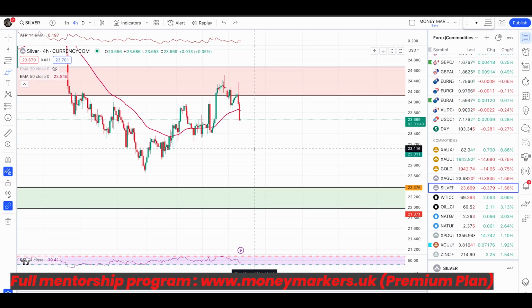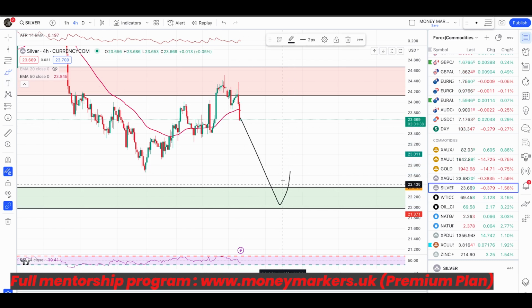That is what I'm looking at for conditions only. Once I have a condition, I will not hesitate to enter my trades. Next one for buying silver is 22.37 down to 21.98, from where I will enter my counter buy trade with one of the entry conditions I've just explained.